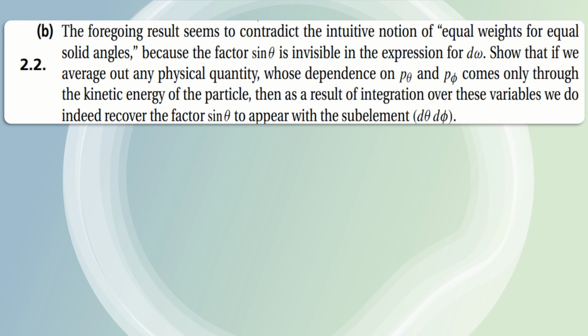The foregoing result seems to contradict the intuitive notion of equal weights for equal solid angles because the factor sin theta is invisible in the expression for d omega. So that if we average out any physical quantity whose dependence on p theta and p phi comes only through the kinetic energy of the particle, then as a result of integration over these variables, we do indeed recover the factor sin theta to appear with the supplement d theta d phi.